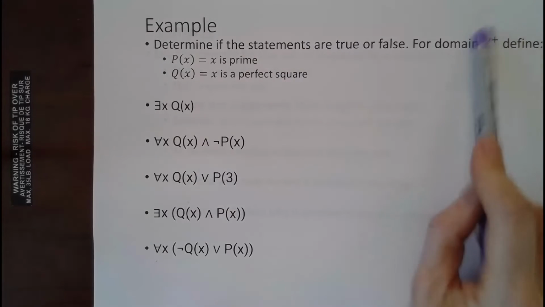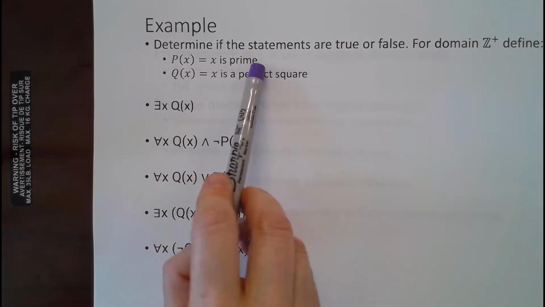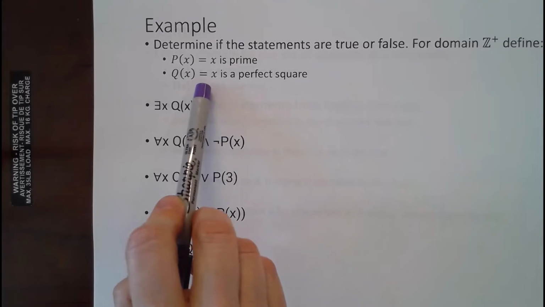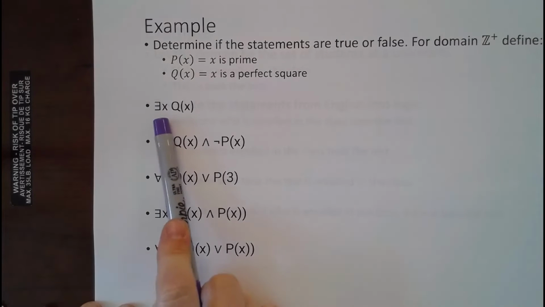Again, we're going to just do positive integers. Okay, so P of x is going to be x is a prime number, and Q of x is going to be x is a perfect square. Okay, so first of all, we have to decide, is this a proposition or not? So there exists an x, Q of x.